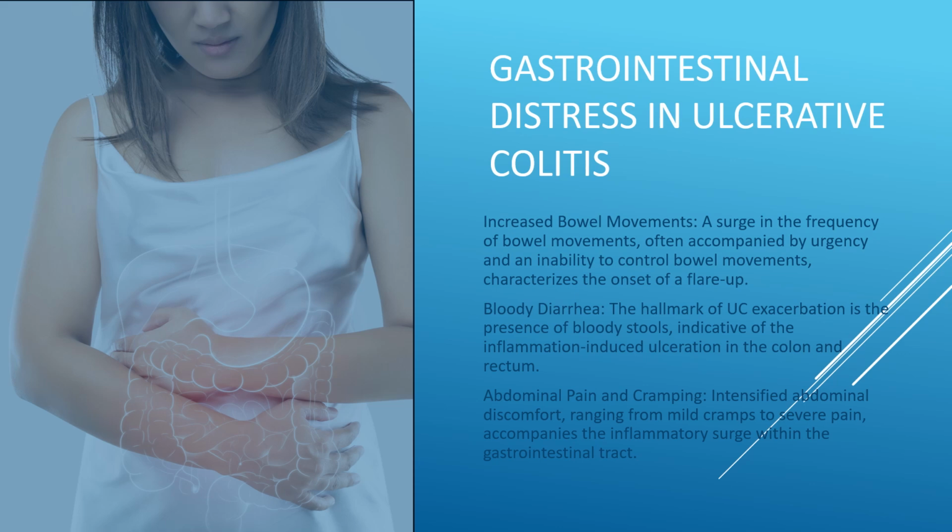Bloody diarrhea. The hallmark of UC exacerbation is the presence of bloody stools, indicative of the inflammation-induced ulceration in the colon and rectum. Abdominal pain and cramping. Intensified abdominal discomfort, ranging from mild cramps to severe pain, accompanies the inflammatory surge within the gastrointestinal tract.